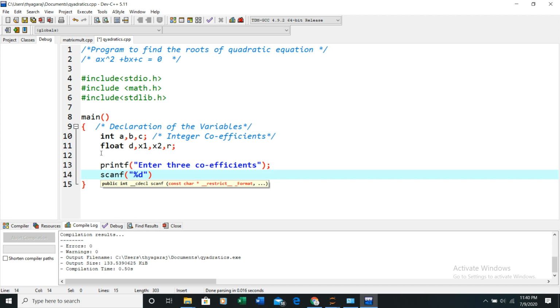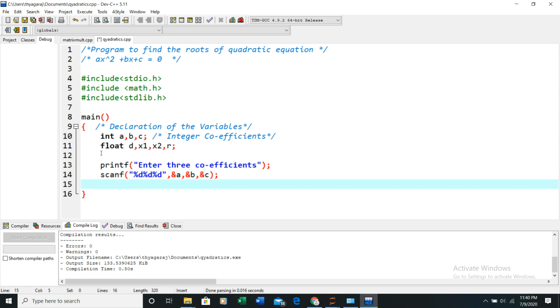Since a, b, and c are integers, we will take three conversion specifiers: percentage d for a, second percentage d for b, third percentage d for c, that is, comma ampersand a, comma ampersand b, comma ampersand c.